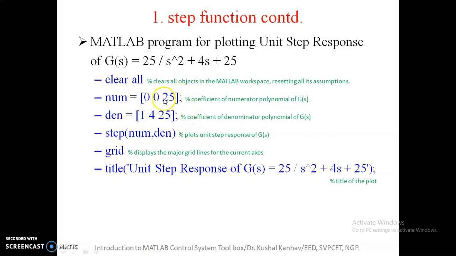So the length of this particular vector depends on the highest power of s, either in the denominator or in the numerator, and the missing terms are replaced by 0. So this is the coefficient of the numerator polynomial of g of s, and these are the coefficients of the denominator polynomial of g of s.